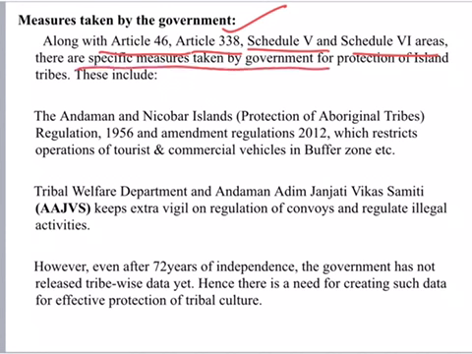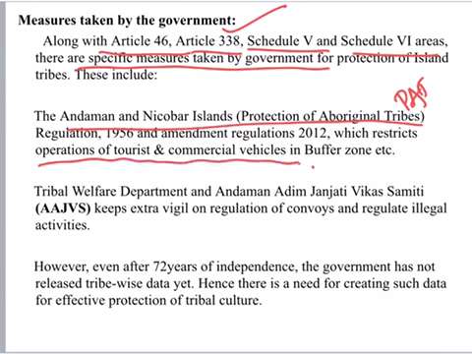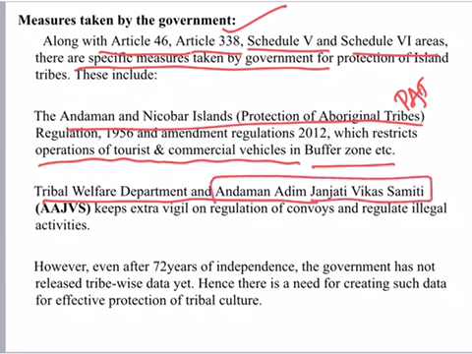These include the Andaman and Nicobar Islands Protection of Aboriginal Tribes, that is PAT, Regulation 1956, and the amendment regulations in 2012 recently, which restrict operations of tourist and commercial vehicles in the buffer zone, and some photography and other things. And the Tribal Welfare Department and Andaman Adim Janjati Vikas Samiti, this particular NGO, keeps vigil on the regulation of convoys, that is administration convoys, and regulates illegal activities in the protected regions.